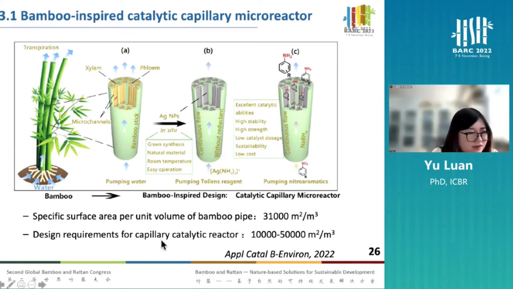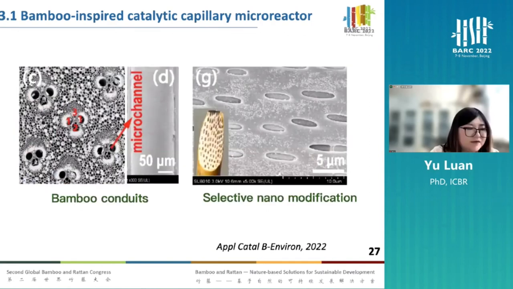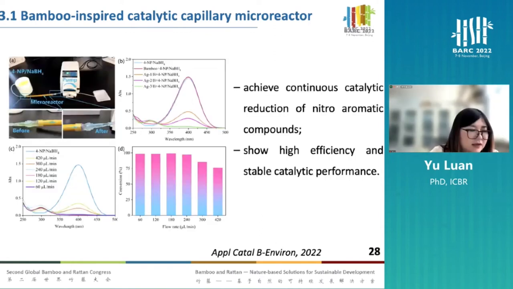And for the cavitary catalytic reactor, the requirement is 10,000 to 15,000. For the specific surface area per unit volume of a bamboo pipe, it is as high as 31,000. So it is in line with the requirement of the design. Therefore, we use bamboo conduits and optimize the nano catalyst to improve its catalytic efficiency.